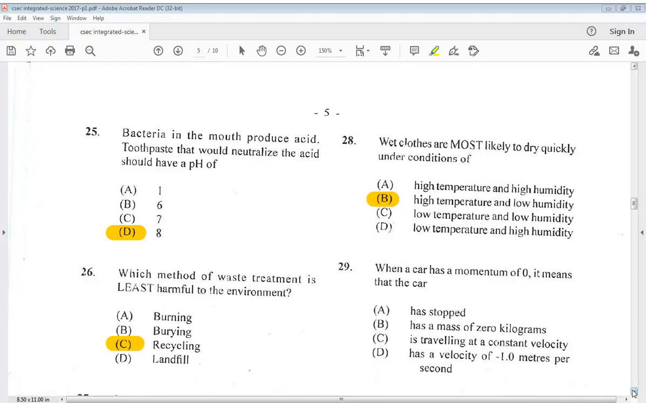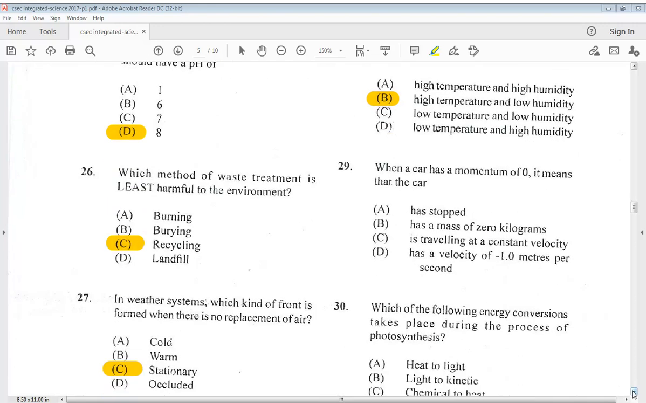Let's go to number 29. When a car has a momentum of zero, it means that the car A has stopped, B has a mass of 0 kilograms, C is traveling at a constant velocity, D has a velocity of negative 1.0 meters per second. So if the car has a momentum of zero, it's quite obvious that the car has stopped.